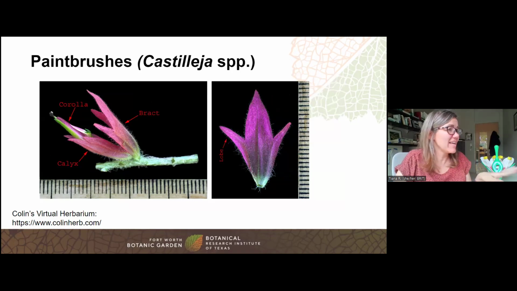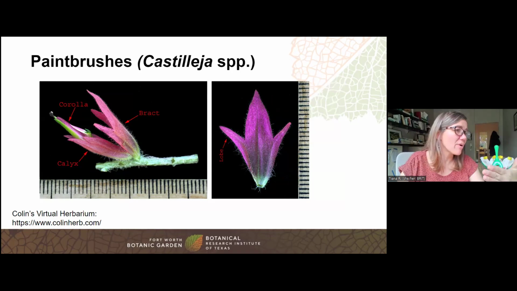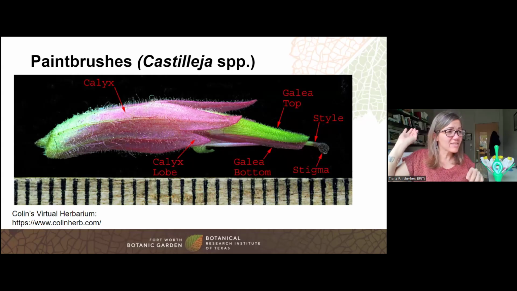Okay, again, that same image, but actually from the other side of the flower, you've got the bract, which is subtending the whole flower. You've got the calyx. Inside, you've got the corolla. And that little black thing you see there is a stigma sticking out. On the right, that image, that's the bract. The bract has been pulled out for us to look at.